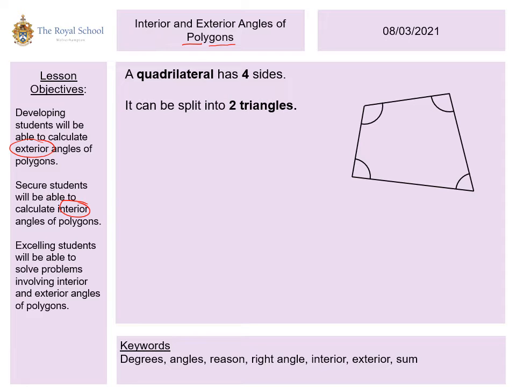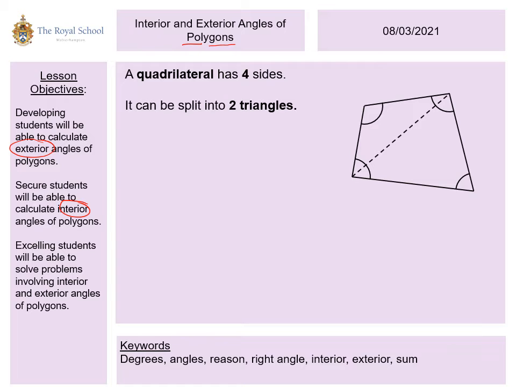And it can be split into two triangles. Now you might have done this in previous years. I know some of the students I've taught for a good while have seen this before. If you join one corner of your shape, one vertex, up to all of the others, you actually start to split your shape up into two triangles.